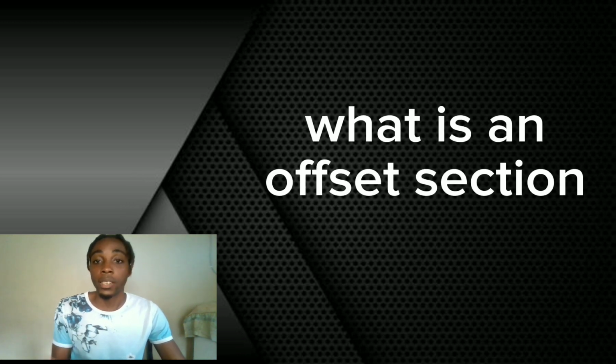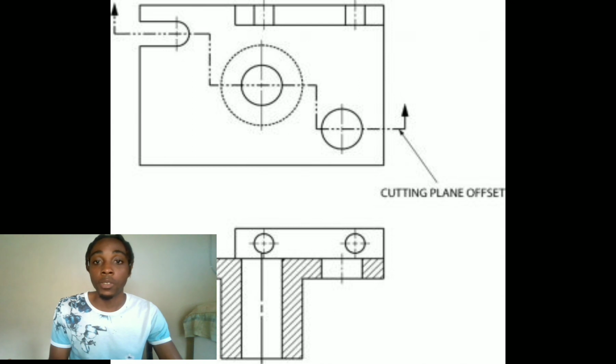Now, what is an offset section? An offset section is a means of including in a single section several features of an object that are not in a straight line. So instead of the usual straight section, the section line is offset to give you different details of different parts of the same drawing.